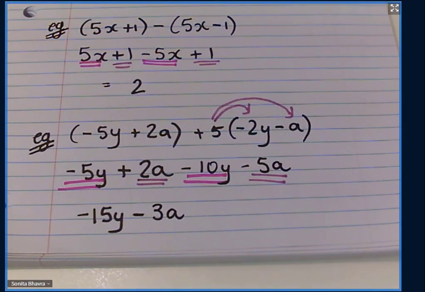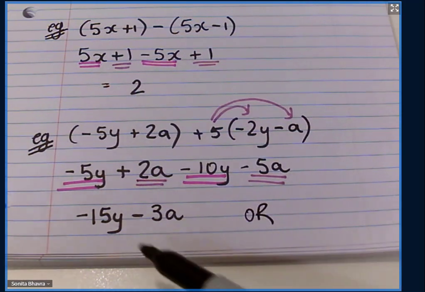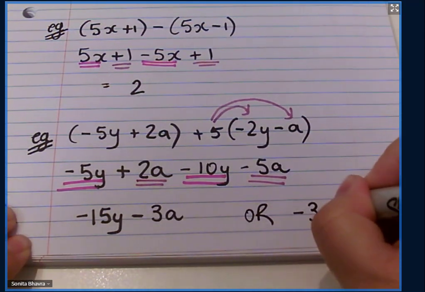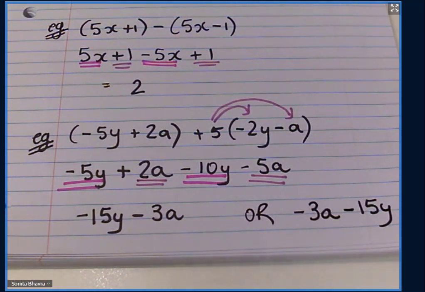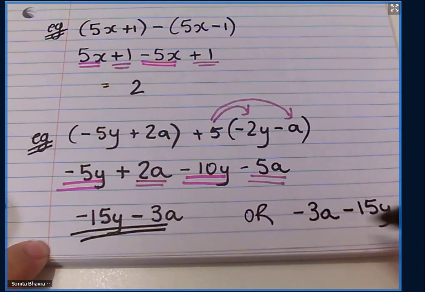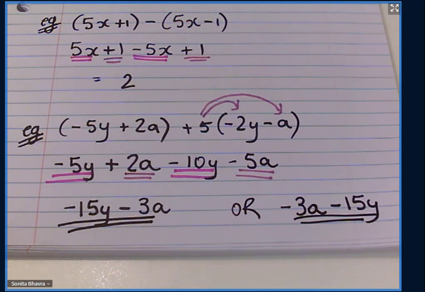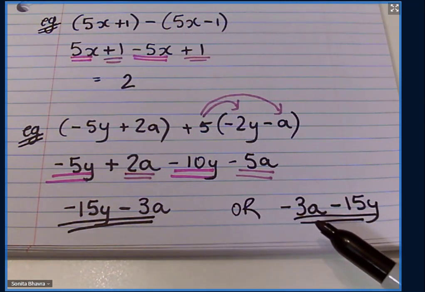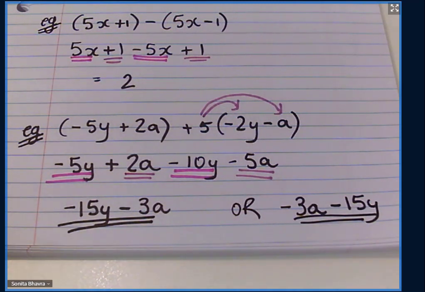All right, if you had done the a's first, that's okay as well. Just remember that you have to make sure you have the appropriate sign. So it could have been written as negative 3a minus 15y. It's still the same answer. So this way or this way. All right, usually when we're looking at algebra, we are writing them alphabetically. So this one would be more correct because A comes before the Y.